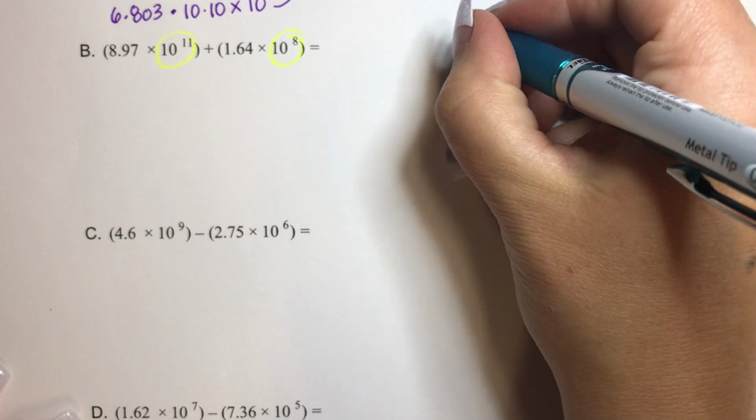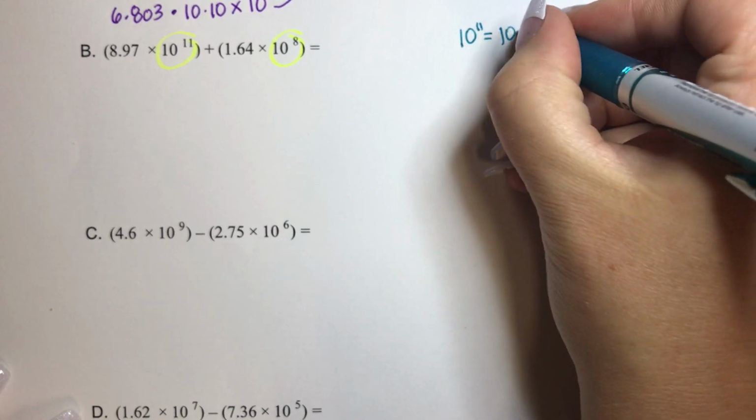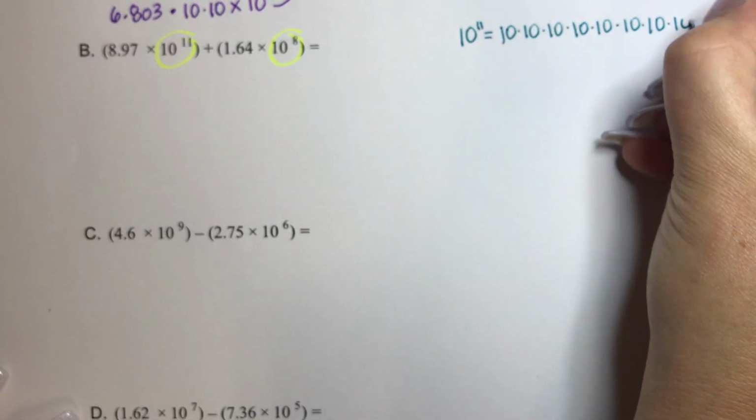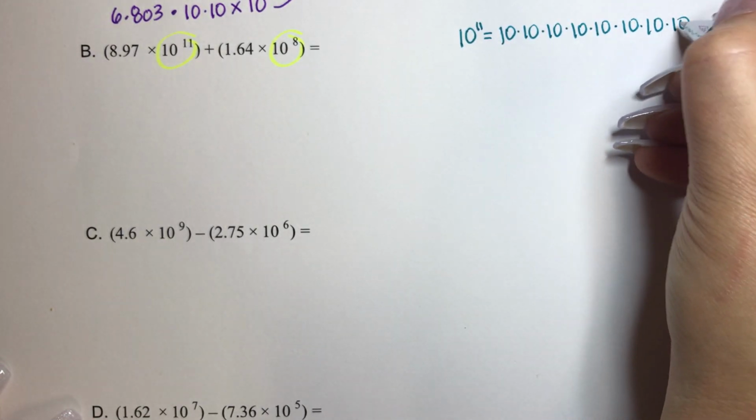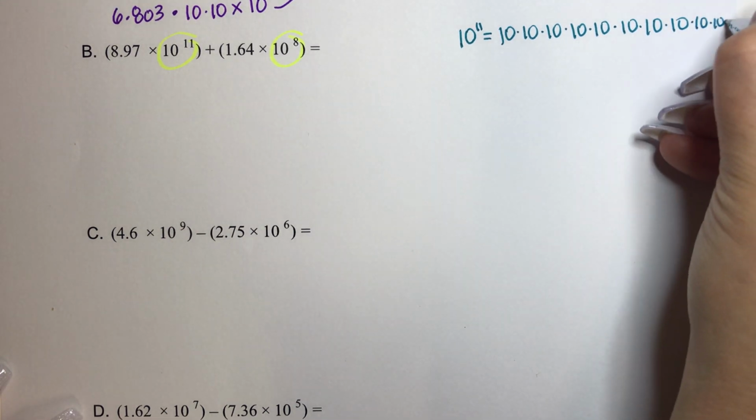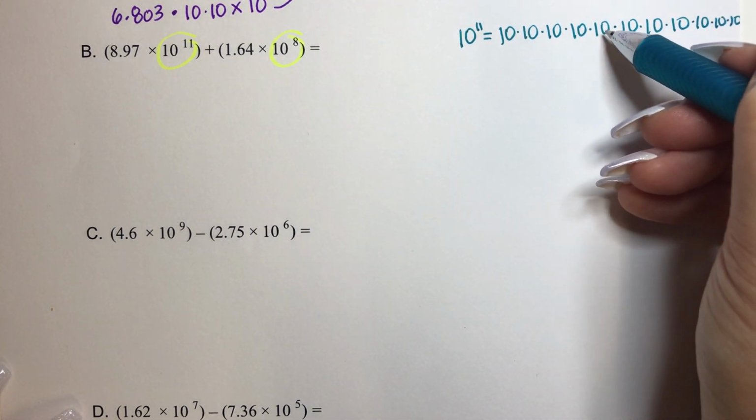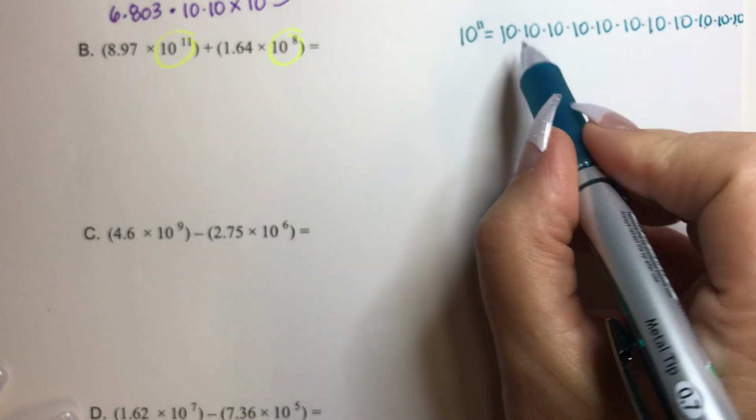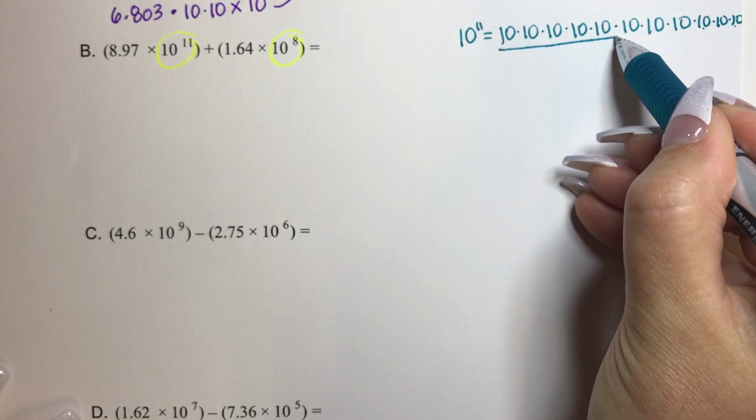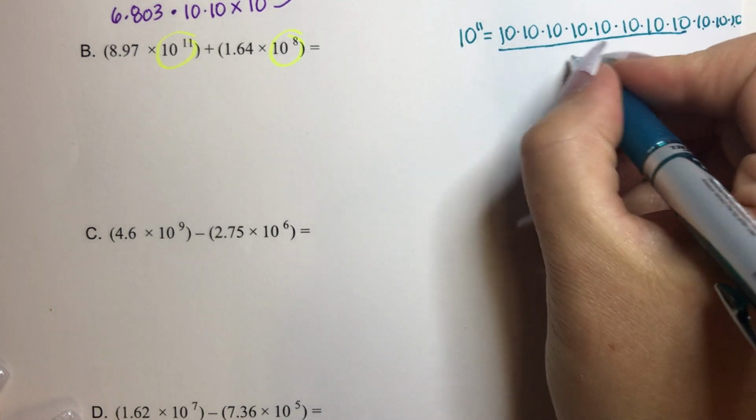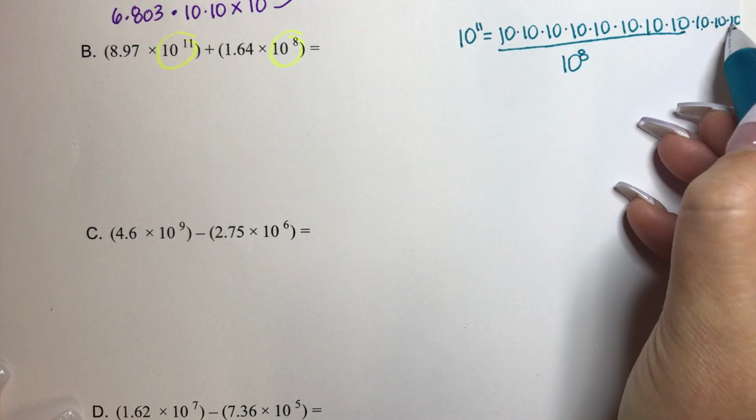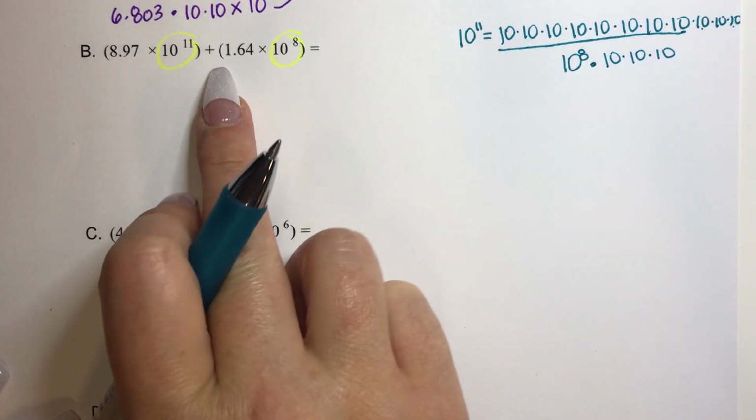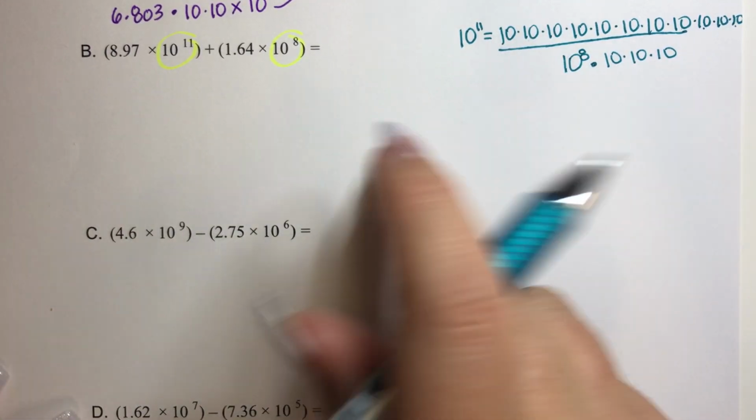Well, 10 to the 11th is the same thing as 10 times 10 times 10 times 10 times 10. It's a lot of 10s. 1, 2, 3, 4, 5, 6, 7, 8, 9, 10, 11. Okay, so I'm going to need 8 of those. So 1, 2, 3, 4, 5, 6, 7, 8. So this is my 10 to the 8th, and then there's 1, 2, 3 remaining times 10 times 10 times 10. Okay? So I'm going to rewrite this number with this, or 10 to the 3rd power, right?